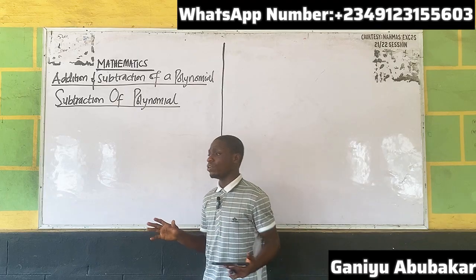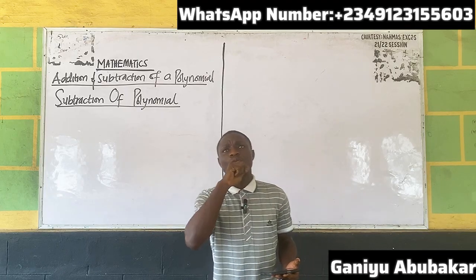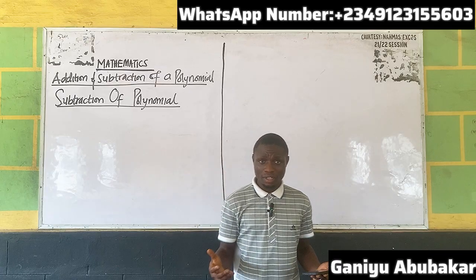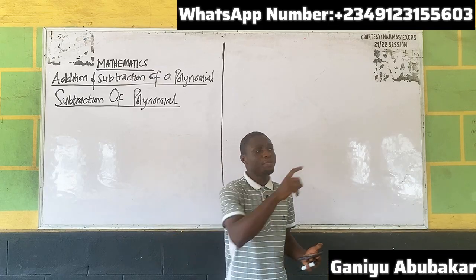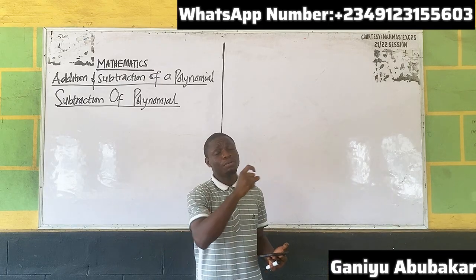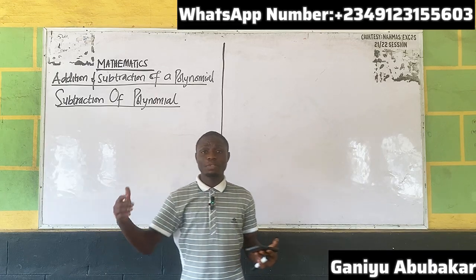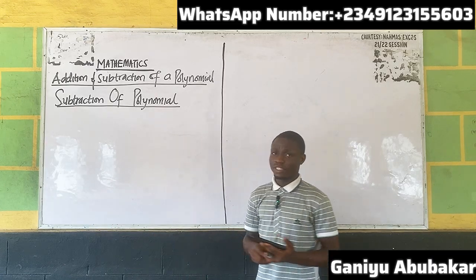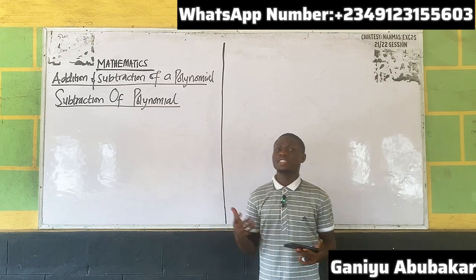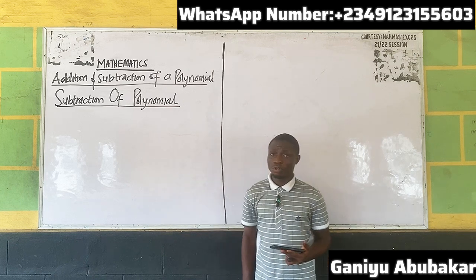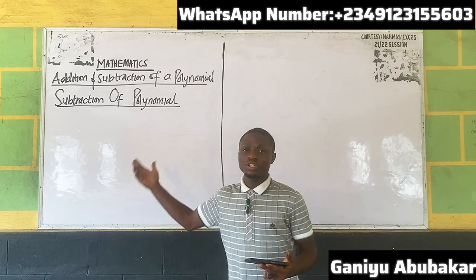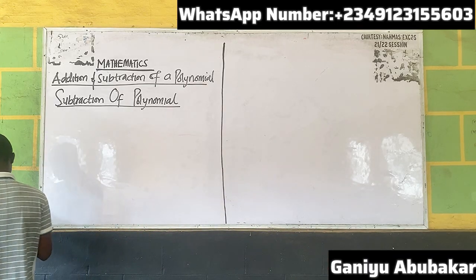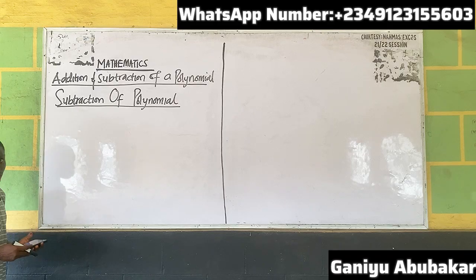The task is simple. Whenever you have several polynomials being added, the idea is simple: just repeat them down, remove the brackets, and write all the terms outside. When it comes to subtraction, you don't do that. For better explanation, let's take an example under subtraction of polynomials and see how these concepts work. Before then, let me just do an illustration.